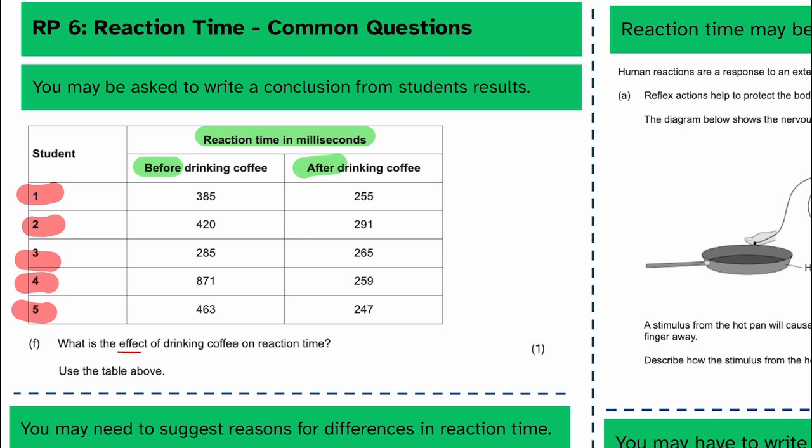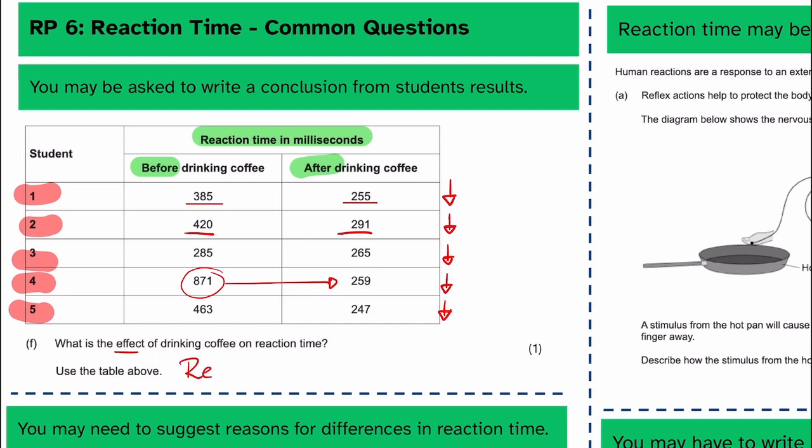So we can see that before drinking coffee, person 1 had a reaction time of 385. After was 255. So we can see that the reaction time has decreased. 420, 291, their reaction time has decreased. And in fact, if we go through them all, we can see that all of their reaction times have decreased. Look at person 4, caffeine monster, massive decrease. So we can just say a simple statement that the effect of drinking coffee is that it reduces reaction time. You might think that is a very simple statement for a table, but it's only worth 1 mark. So anything that's just worth 1 mark, you just need a simple statement.